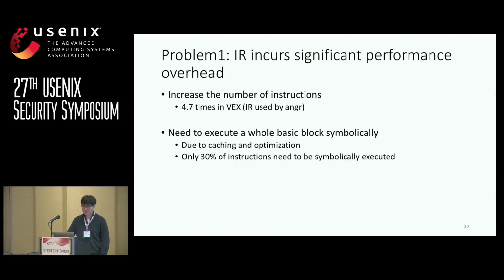And we need to execute a whole basic block symbolically. The reason is the caching and optimization when generating this intermediate representation. But the problem is that only 30% of these instructions need to be executed symbolically. So we need to execute 70% more instructions which do not have to be executed symbolically.